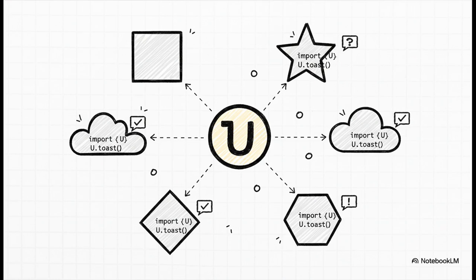And this is the payoff. Now, in any other component where you need a toast, you just import our shiny new ShowToast function. Then you can call it with one beautiful, self-explanatory line of code. This is how you build professional, scalable LWC apps. It's clean, it's efficient, and it's so much easier to maintain down the road.